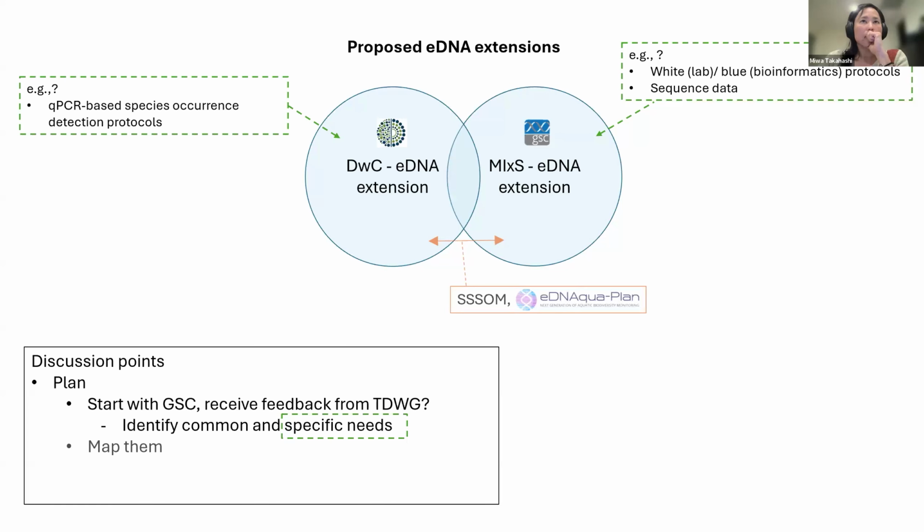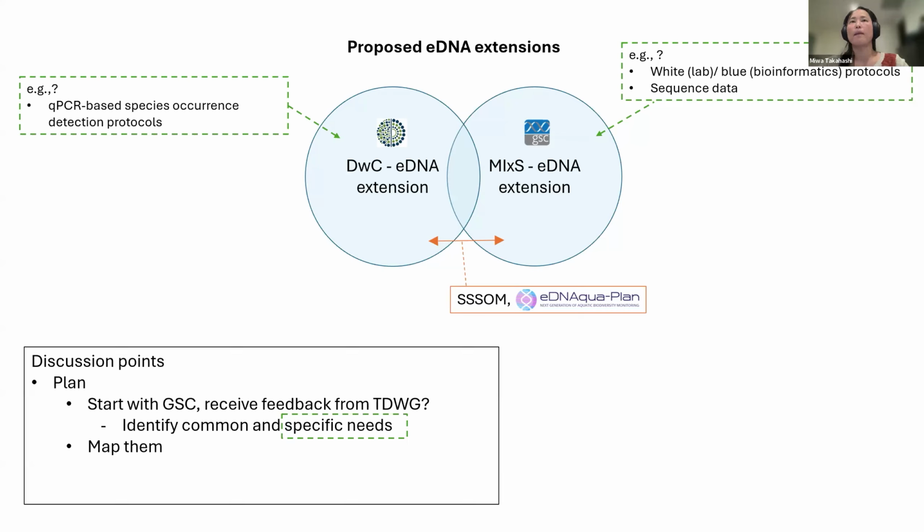Then I thought maybe we can start with, for example, the MIxS extension, and then get community feedback from Tadwick. In that way, we can co-develop together. Then once we have this one or two extensions, we can make sure that they are interoperable. And there are many major initiatives that are really looking into Darwin Core MIxS interoperability, for example SSOM and eDNA Aqua Plan, they're also looking into that.